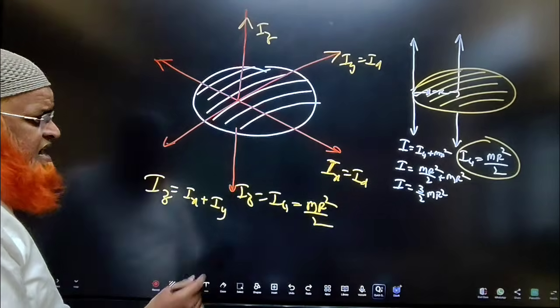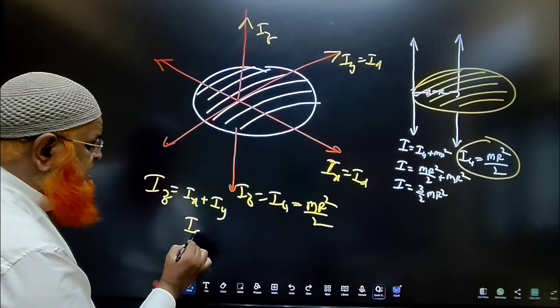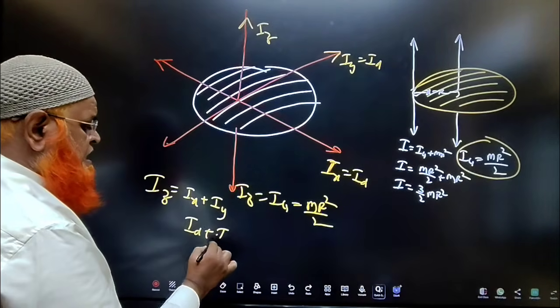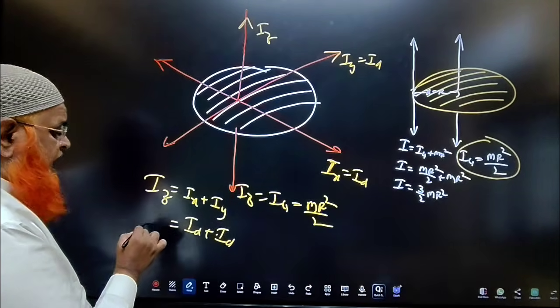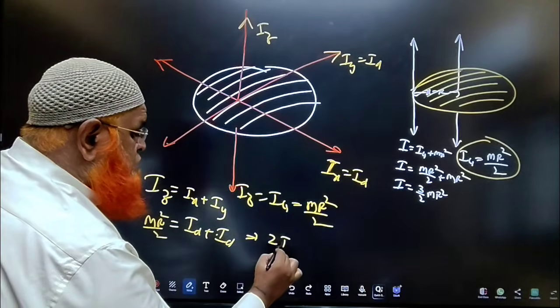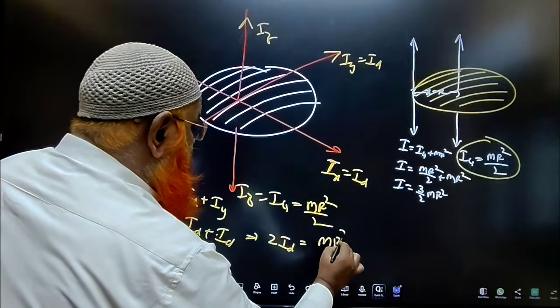So here, what do you understand? Ix is nothing but Id, and Iy is also along the diameter, so it is also Id. So what is Iz? Iz is nothing but mr square by 2. Therefore, this implies that 2Id is mr square by 2.